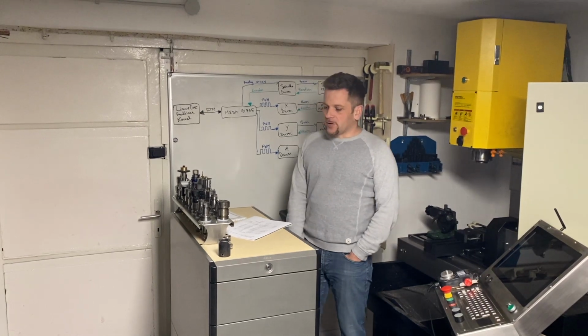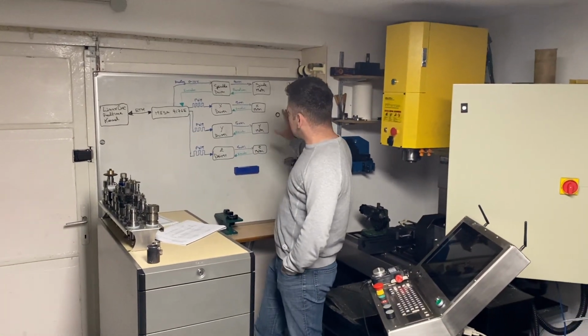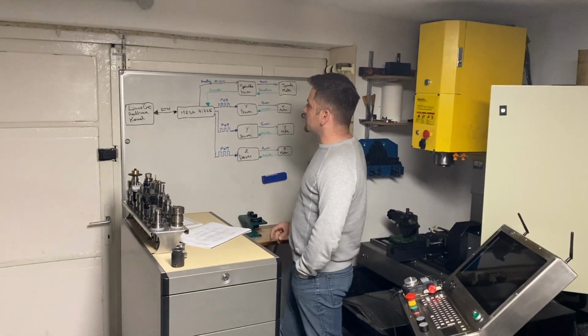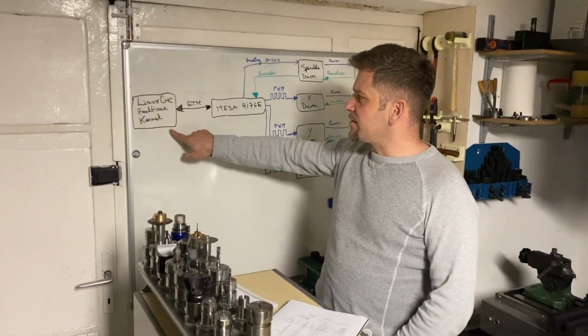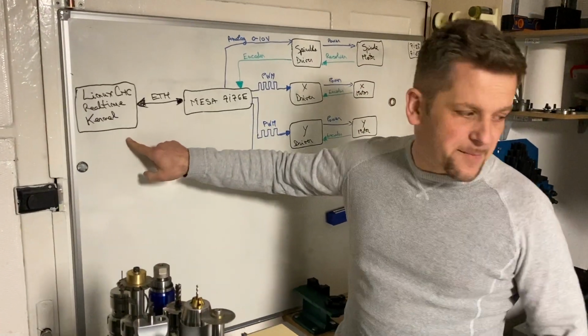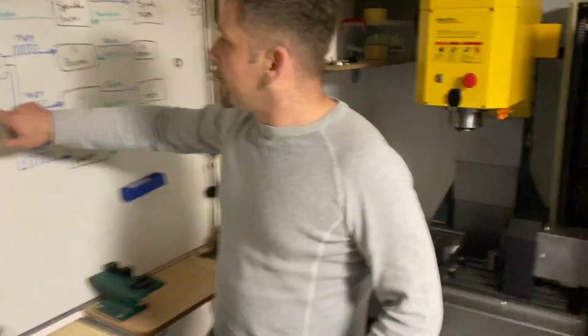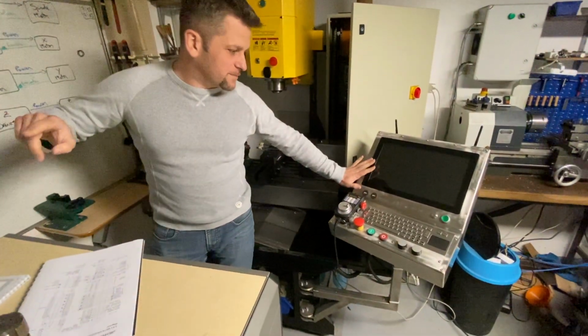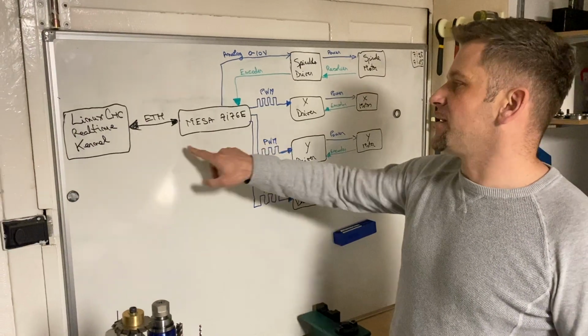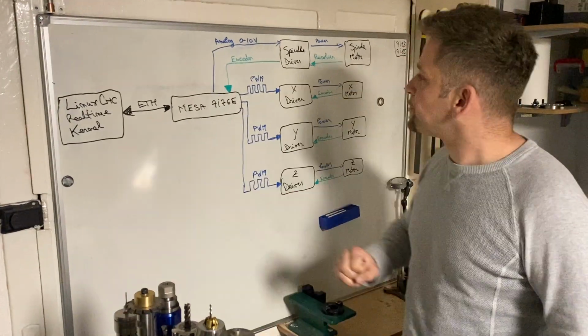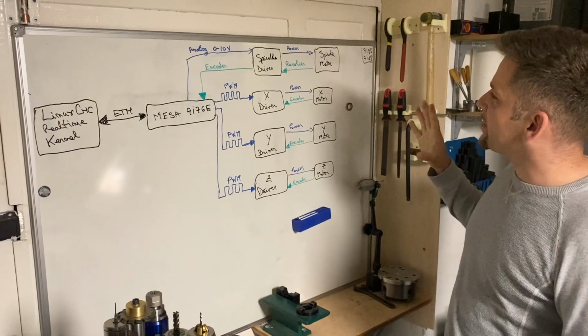So I'm going to talk about how my machine is wired internally in this cabinet, and how this is all communicating together. So first we have a LinuxCNC PC with a real-time kernel. This is the PC, and inside this box there is a Mesa card, which is a Mesa 7i76E, E from Ethernet. These two are communicating via Ethernet. And now I'm going to explain how everything is wired.